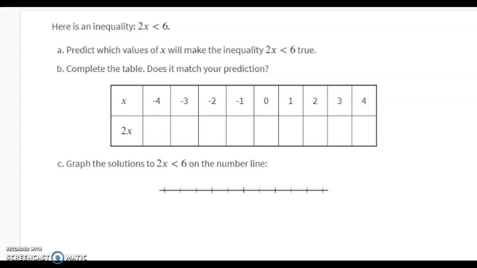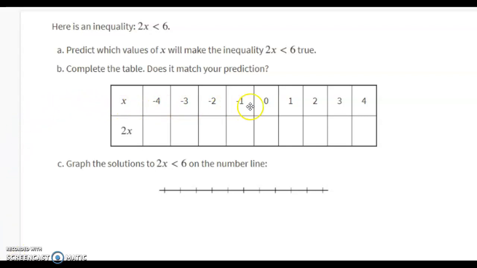Hello, mathematicians. We're going to take a look at a couple of inequalities and see how you filled in your table and then how you filled in your number line. The first inequality is 2x is less than 6. Another way to read that is to say 2 times some number is less than 6. How did you fill in your table for this inequality?